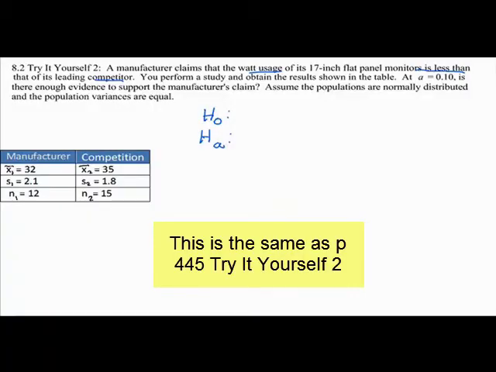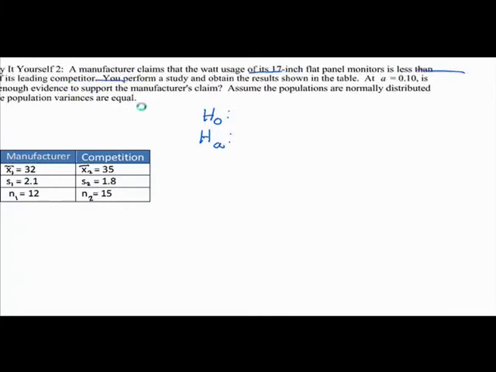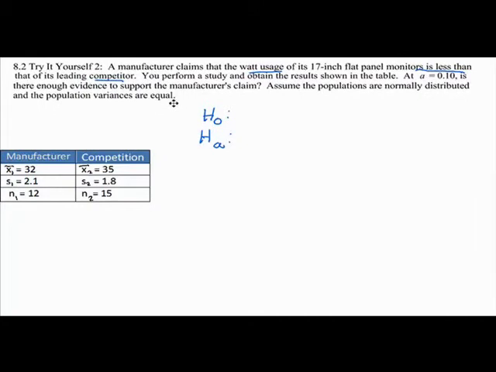A manufacturer claims that the wattage usage of its 17-inch flat panel monitors is less than that of its leading competitor. You perform a study and obtain the results shown in the table. At alpha equals 0.10, is there enough evidence to support the manufacturer's claim? Assume the populations are normally distributed and the population variances are equal. That's going to make a lot of difference in the type of formula you use. Here we want to know if it's less than. So less than is going to be the alternate hypothesis, so we're going to have mu1 is less than mu2, and that's going to be the claim.